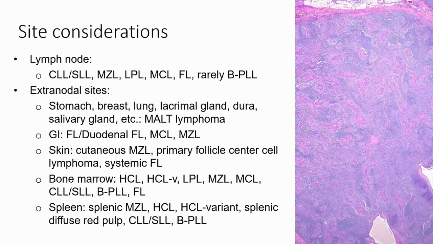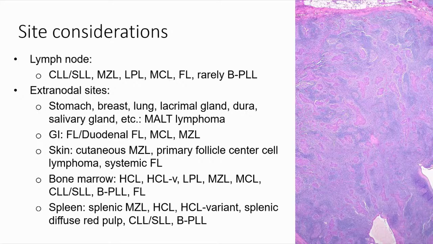Other sites of the GI tract are also commonly involved. Follicular lymphoma is not uncommon. We have a new special designation for follicular lymphoma that's isolated to the duodenum, that's very indolent. But mantle cell also likes the GI tract quite a lot, and of course marginal zone in the stomach, but also in other sites. In the skin, of course, the T-cell lymphomas get a little bit more attention, but we do have a number of small B-cell lymphomas that may involve the skin, including cutaneous marginal zone, primary follicle center cell, which should be distinguished from systemic involvement of follicular lymphoma, and generally can be.